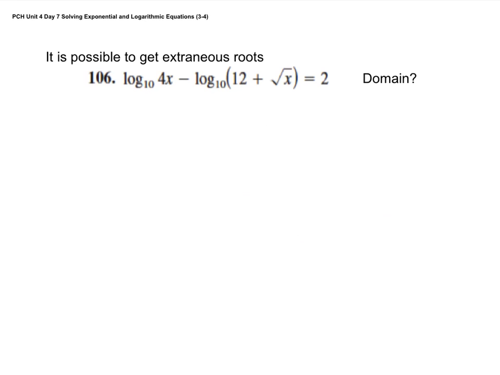Okay? And actually, in our second example here, if you take a look at this one, we have the log of 4x. So what is x allowed to be for that one? 4x has to be greater than 0, right? Yeah. So x has to be greater than 0. Now, that's just one of the logarithms, though. The other logarithm, the argument is 12 plus radical x. So 12 plus radical x has to be greater than 0.